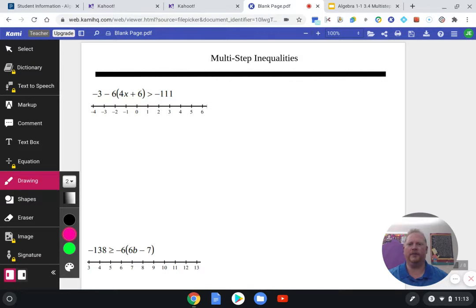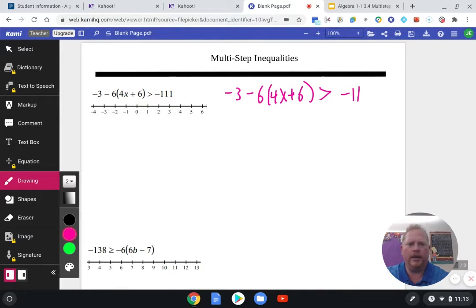All right, so take a look at this first inequality. It looks like a beast. But if we break it down and do what we know how to do, we can tame it pretty quickly. So if we start with -3 minus 6 times 4x plus 6 is greater than -111. Now, a lot of people's first thought would be, oh, -3 and -6 makes -9. But we can't do that because this -6 is attached to the parentheses and the -3 is not. So they're not like terms. But what I can do is distribute that -6.